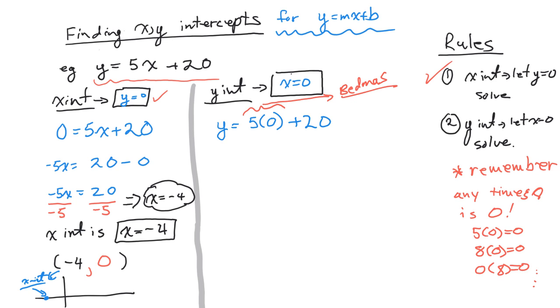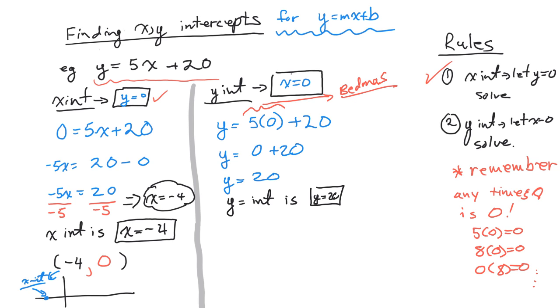So now we have y is equal to, well, that's the first thing. That first multiplicative part has to be multiplied. So we've got 5 times 0 is 0 plus 20, which means our y value is 0 plus 20, which is 20, which means our y-intercept is y equals 20.